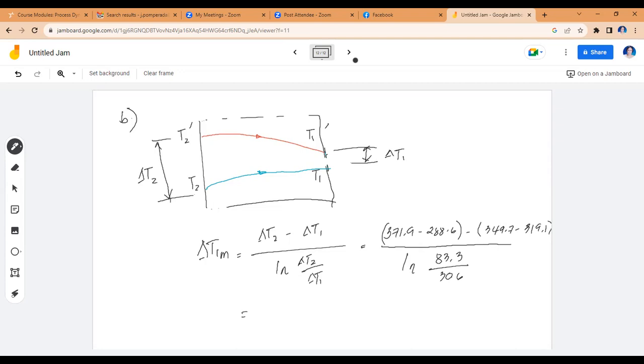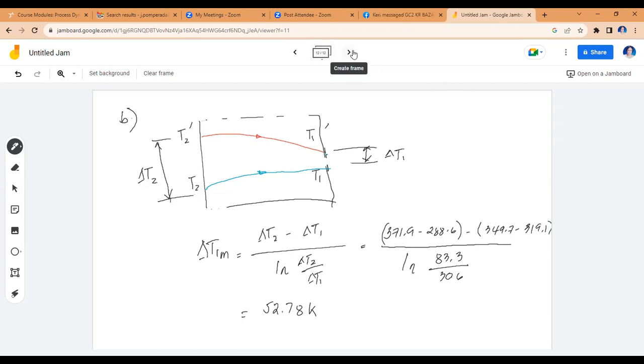So you have a delta T log mean here. Take the ln of that. And we multiply to 83.3 minus 30.6. So you will have 52.78 Kelvin. And that is for parallel flow. You kindly check if that's correct. For parallel flow, you have 52.78.